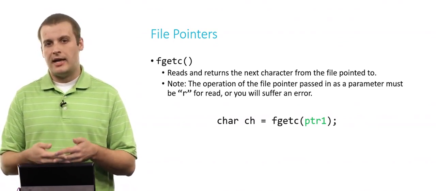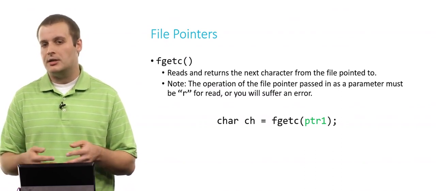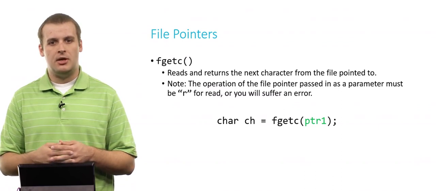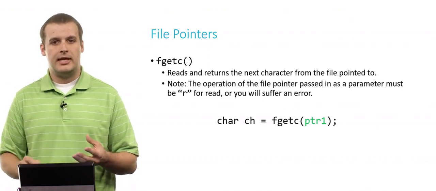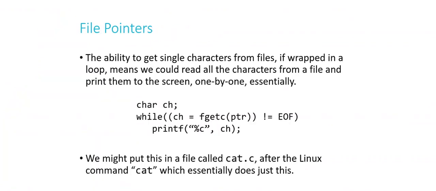That's going to get us the next character, or if this is the first time we've made this call, the first character of whatever file is pointed to by ptr1. Recall that that was file1.txt. It'll get the first character of that and we'll store it in the variable ch. Pretty straightforward. So we've only looked at 3 functions, and already we can do something pretty neat. If we take this ability of getting a character and we loop it, so we continue to get characters from a file over and over, now we can read every single character of a file. And if we print every character immediately after we read it, we have now read from a file and printed its contents to the screen. We've effectively concatenated that file on the screen, and that's what the Linux command cat does.